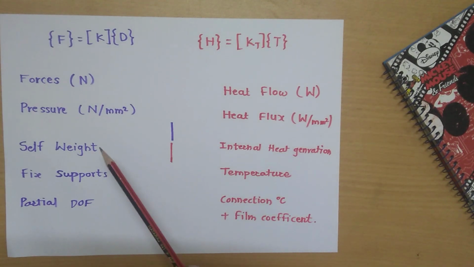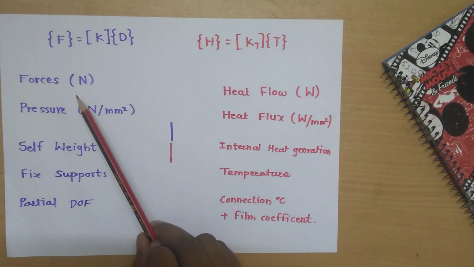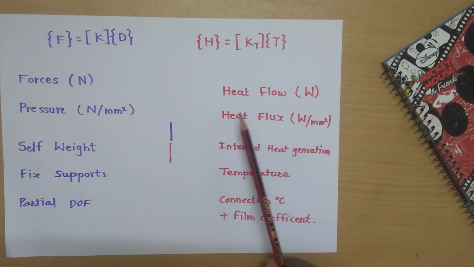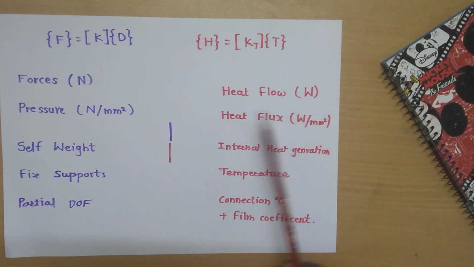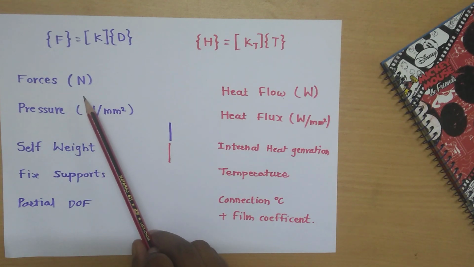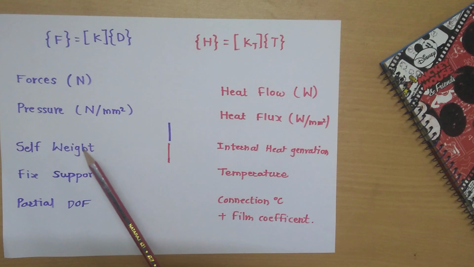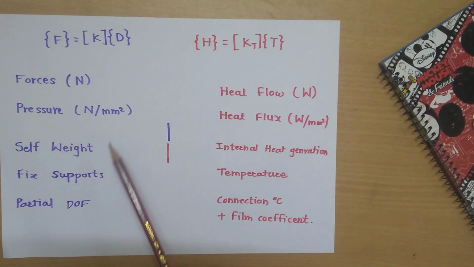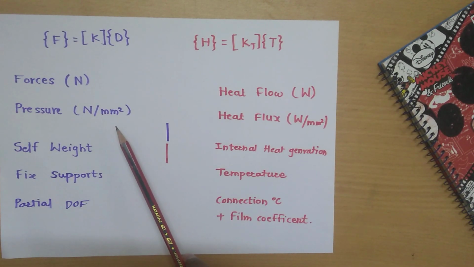In the structural analysis, we use applied forces as boundary conditions. Similarly, in the thermal analysis, we use heat flow. Its unit is the watt, while the force unit is the Newton. Whenever we apply pressure, pressure is nothing but force applied onto a surface area, so the unit becomes Newton per mm square.